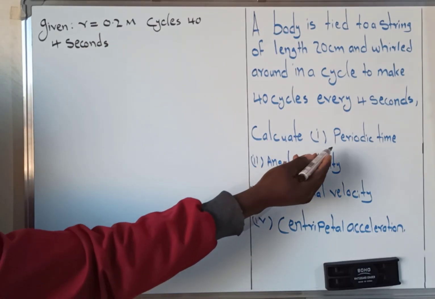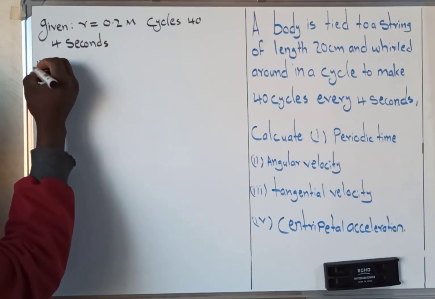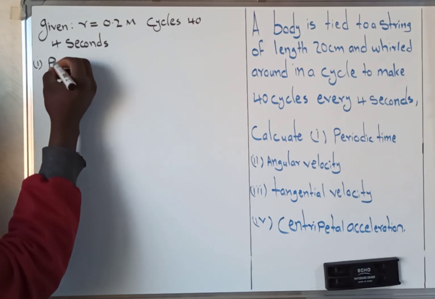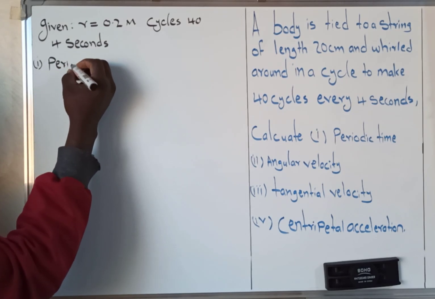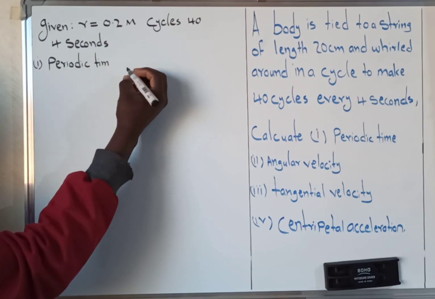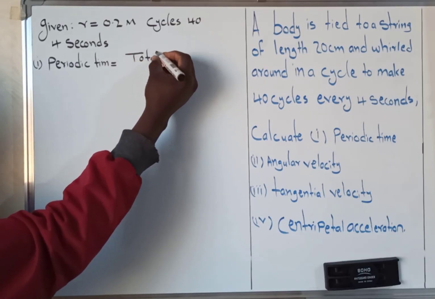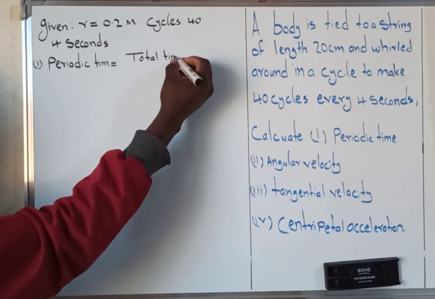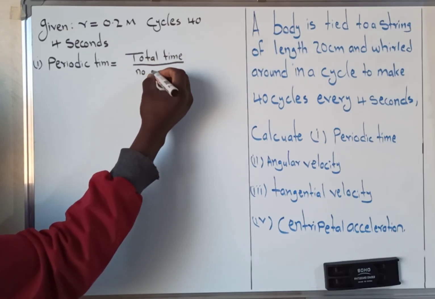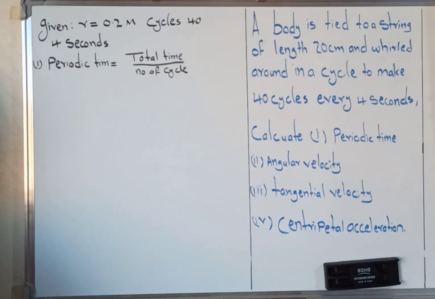But then the first question says, calculate the periodic time. So we have to include that one. So we have periodic time equal to total time over number of cycles. So this is the formula for finding periodic time.